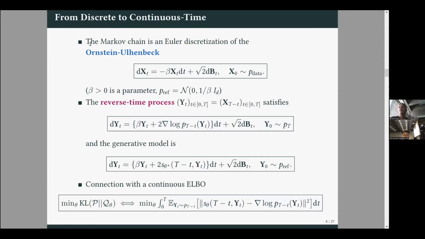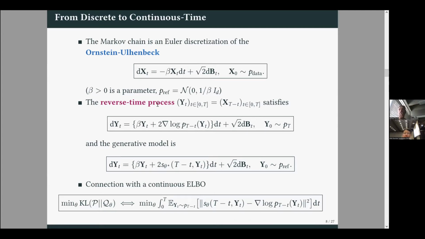Now, what the first equation on my slide here represents is the forward view of the Markov chain, where you sample X naught according to the distribution P naught, the distribution of the data, and you corrupt it progressively using Gaussian noise. And you know that the equilibrium distribution of such a diffusion is a multivariate normal distribution.